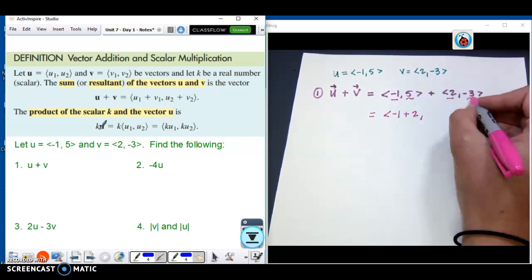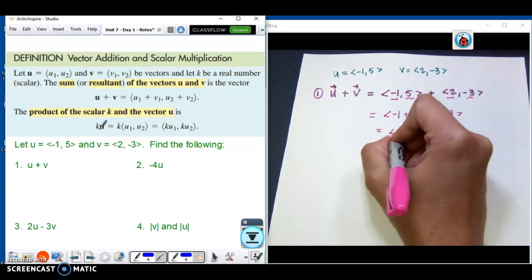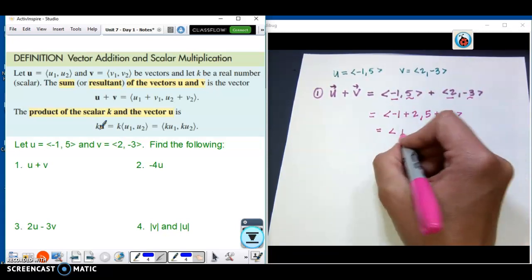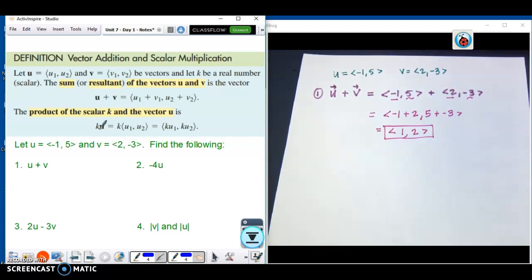And then you're going to add your y values, 5 plus negative 3. So my resultant vector is going to be 1, 2. So this would be my vector that results from adding those two vectors together. So all you're doing is adding your x's, adding your y's.